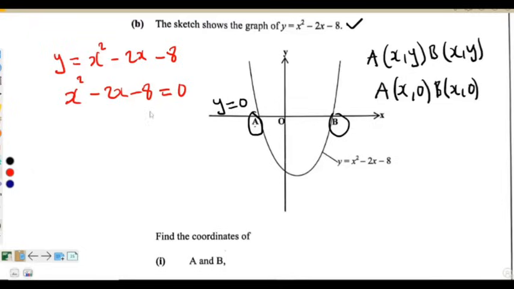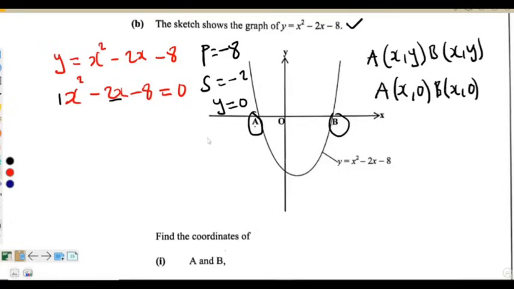So if we use the factorization method, we have to find the product and the sum. So the product is found by multiplying the coefficient of x squared, which is 1 in this case. Here the coefficient is 1. So times the constant, which is negative 8. So 1 times negative 8 will give us negative 8. Then the sum is found by getting the coefficient of x with the raised power. So the coefficient of this x is negative 2 right here. So the sum is negative 2.